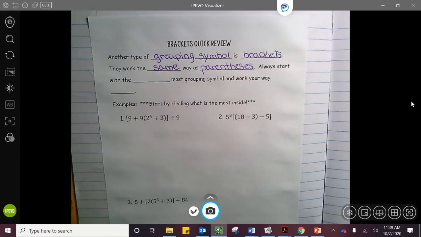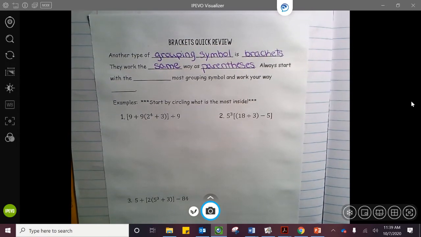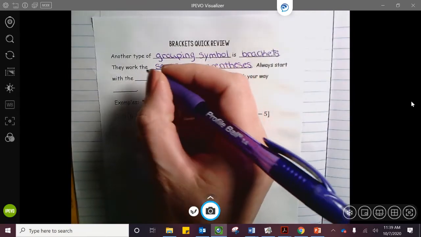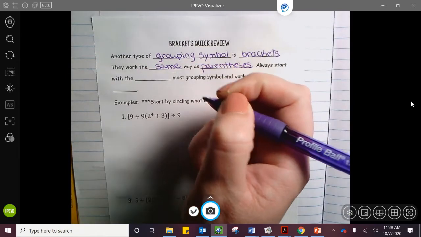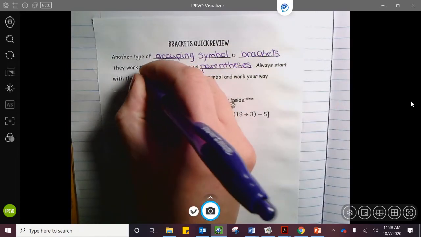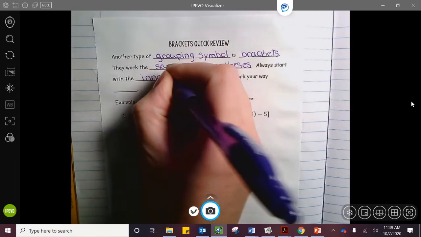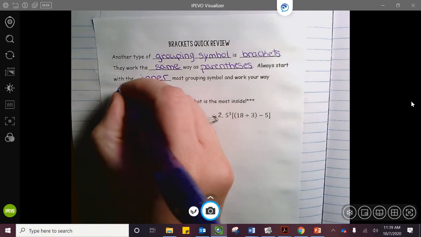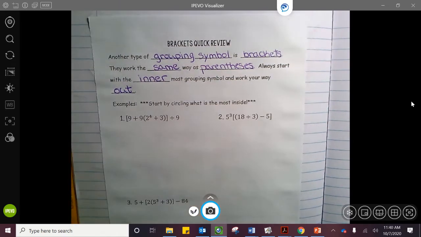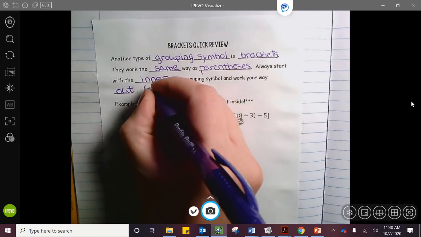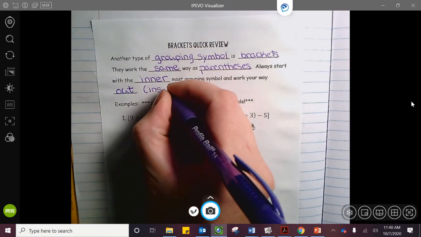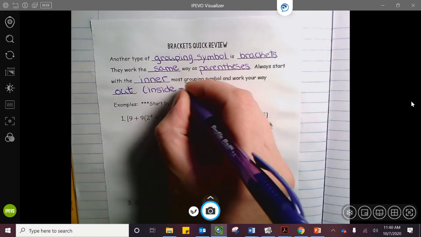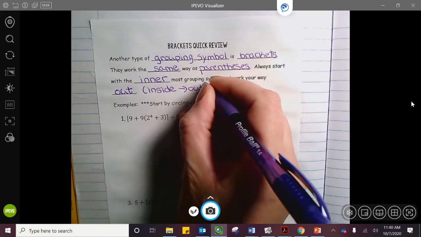Now, when you have brackets, because they're used when you also have parentheses, you always want to start with the inside-most grouping, or innermost grouping, meaning the inside out. So you start with the innermost grouping symbol and work your way out. So think inside out. You want to start with the inside and go out.